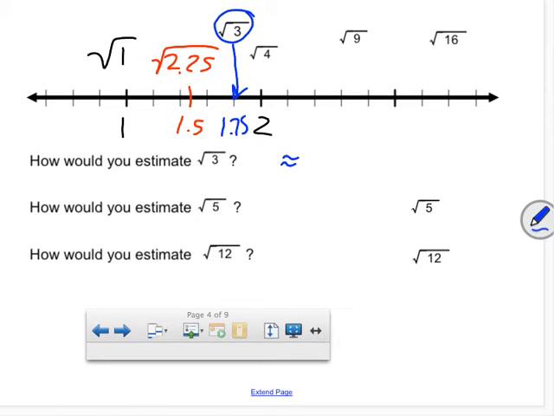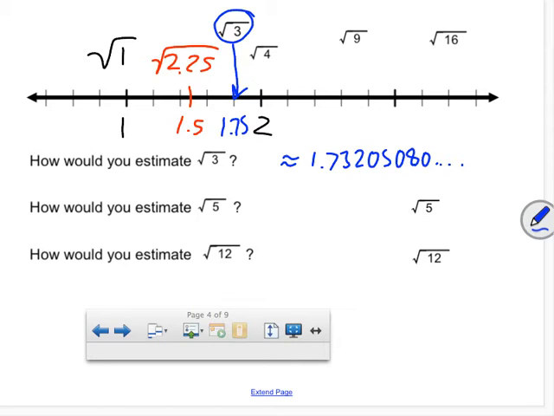1.7320508088. So using the calculator, you said 1 point what? 732050880. And it keeps going, right? Would you say that was a pretty good estimate? I think that was a pretty good estimate. Now let's estimate the square root of 5.